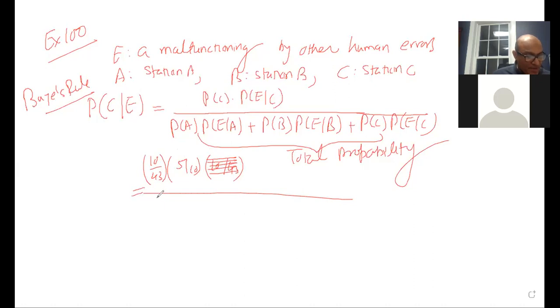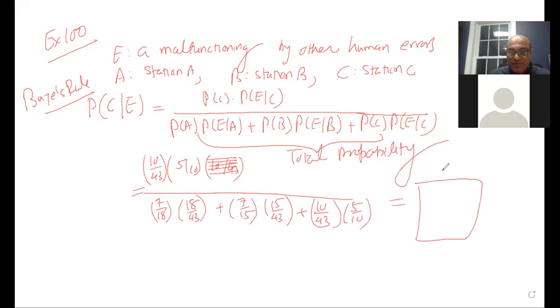Whole divided by, okay. So here it is 7 divided by 18, and 18 divided by 43 for station A. 7 divided by 15 and 15 divided by 43 for tower B, and this will remain the same, 10 divided by 43 and 5 divided by 10. Use your calculator, whatever the number you're going to get, that is your answer. So that's how you can use the Bayes theorem. And make sure, because you are finding the probability, your answer must lie between 0 and 1, C given E, every time.